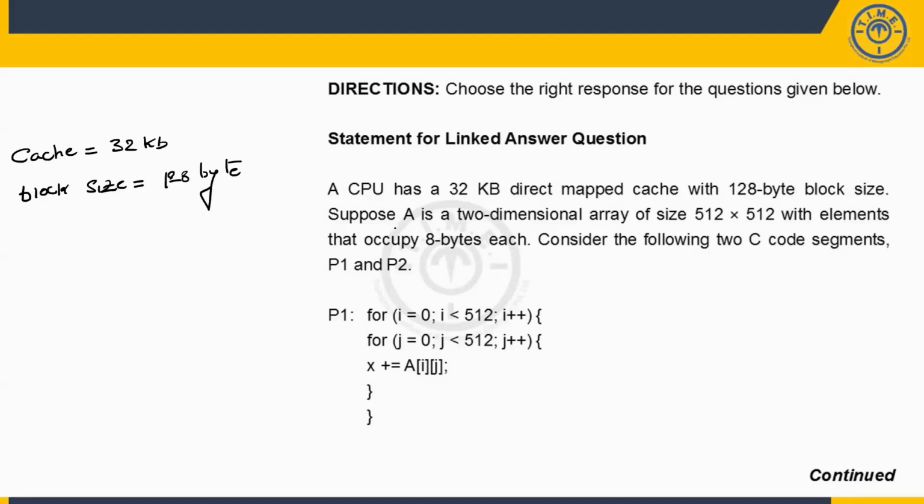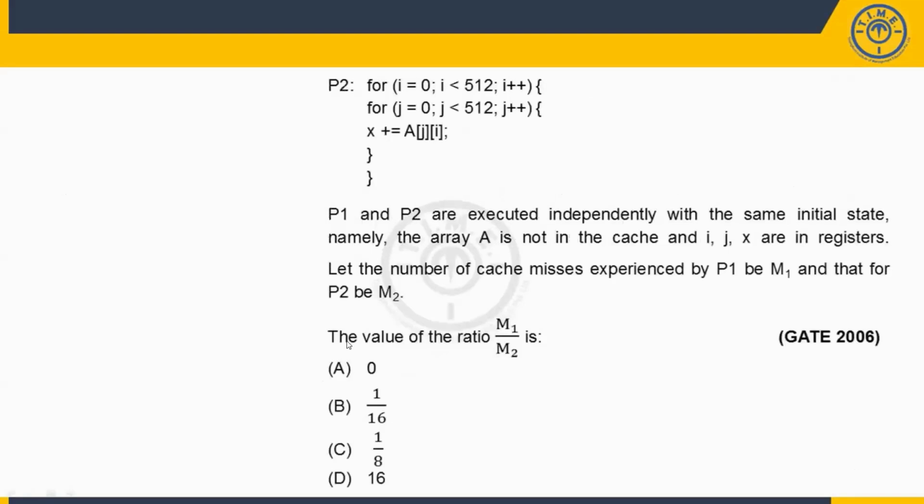Now, A is a two-dimensional array of size 512 into 512 with elements that occupy 8 bytes each. Array size is equal to 512 into 512 into 8 bytes. Consider the following two C code segments, P1 and P2. Now remember this. This is P1, one segment. This is P2, another segment. This is the program that is executing.